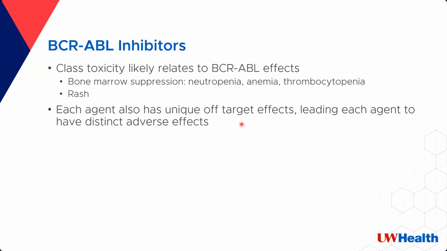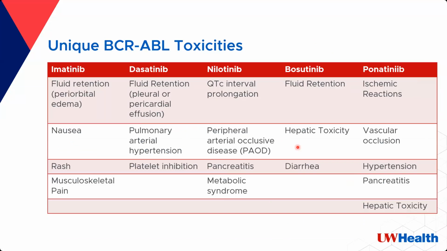All right, so as a class, BCR-ABL inhibitors can cause bone marrow suppression and rash. Each agent also has a unique side effect profile due to off-target effects, and then we'll review that here on this slide.